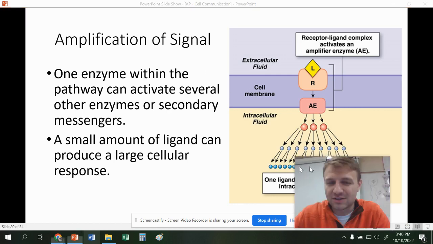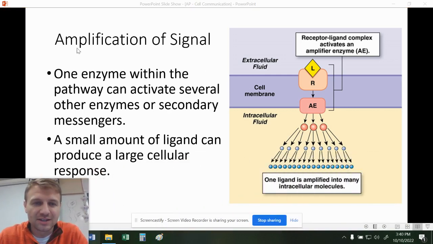What this allows the cells to do is create an amplification. So we have one ligand bonding to this receptor, which activates this protein, that activates these, that activates these, that activates these. And what's going to happen is called amplification. So we can have a small amount of ligand that creates some huge cellular response in the cell.